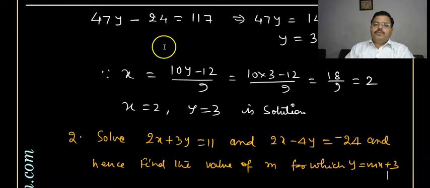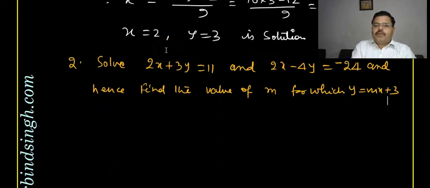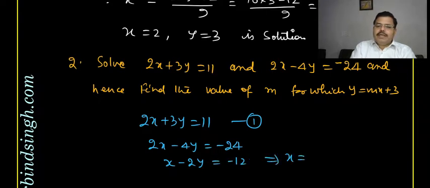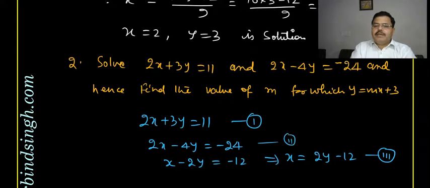So to solve this question, we can use the substitution method, and we will write 2x plus 3y is equal to 11, this is first, and 2x minus 4y is equal to minus 24. So we can divide it by 2, so that will be x minus 2y is equal to minus 12, and hence x can be written as 2y minus 12. This is second and this is third.